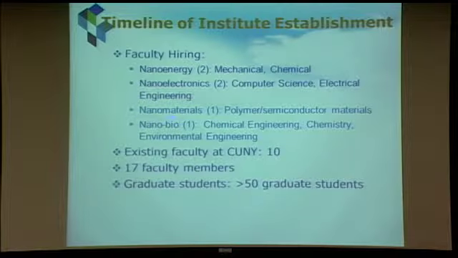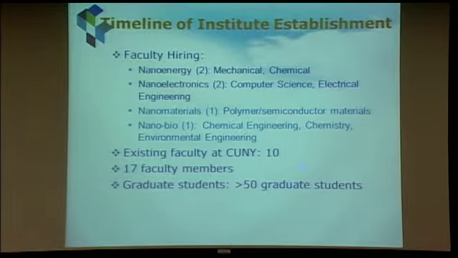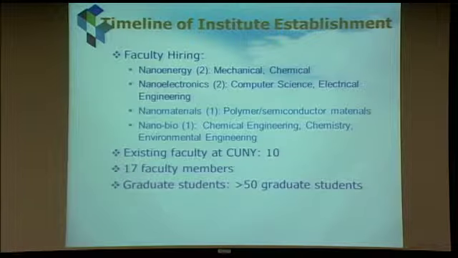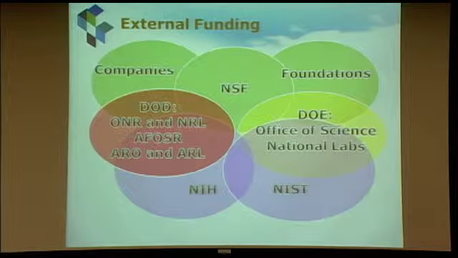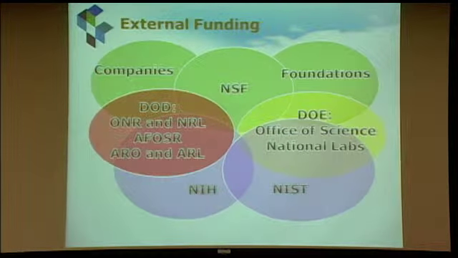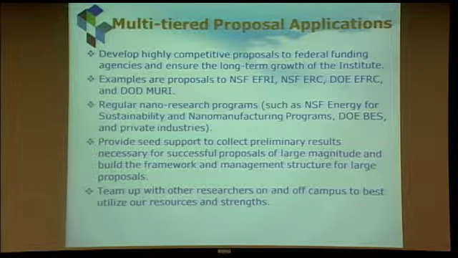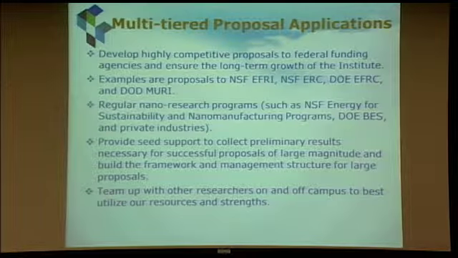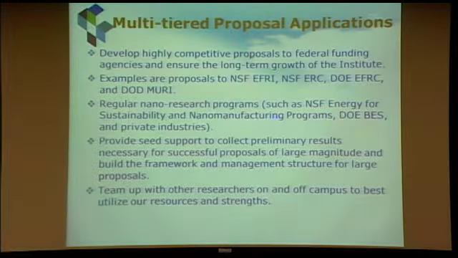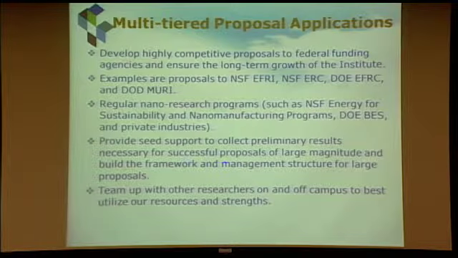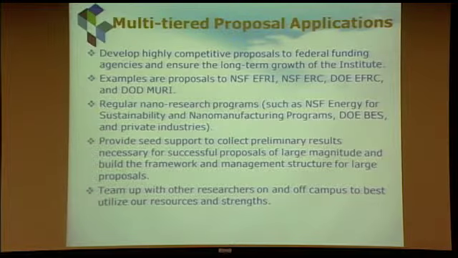Maybe I should call it secondary. Eventually, we need to work with the existing faculty in the CUNY system. I know there could be some issues, but we really need to expand the graduate students. They are the people who are in the lab, who do the work. So we should go to different agencies, not just the federal agencies, but also companies and foundations and so on. We need a multi-layer approach in proposal applications, large-scale proposals and then smaller-scale proposals. We need seed support from the institute and the university, and to team up with people on and off campus to make this happen.